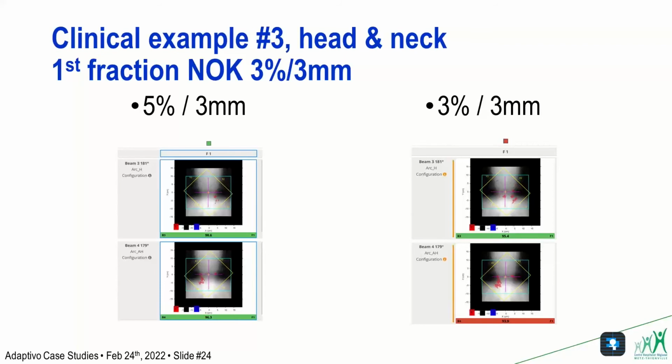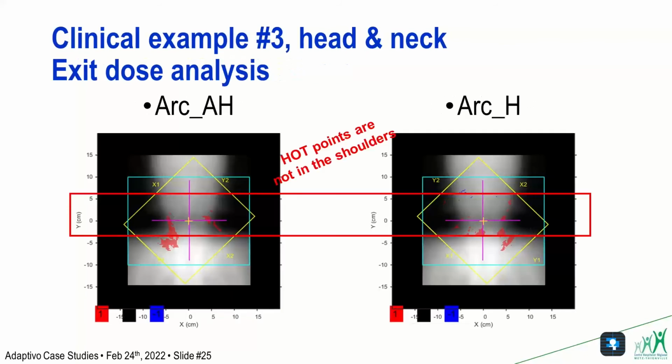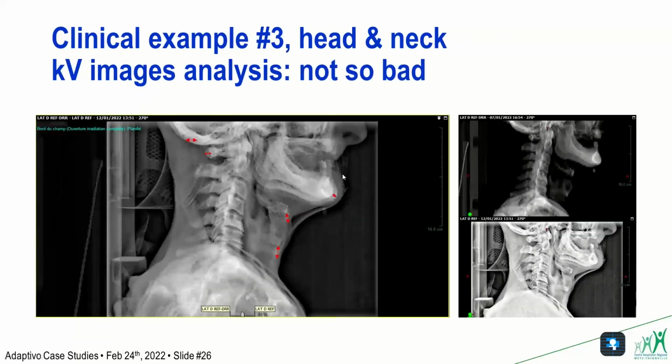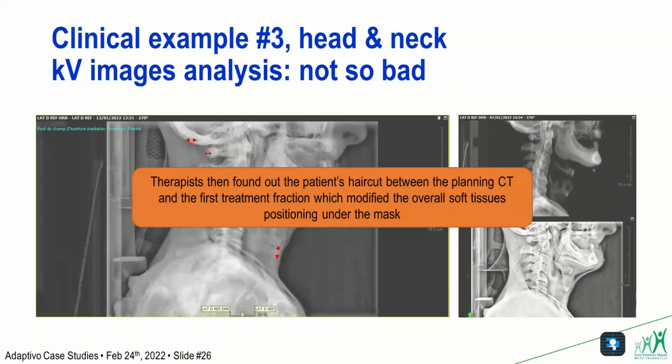So it was okay with 5%, but actually not okay with our criteria, 3%, 3 millimeters. And when we had a look at the gamma hot and cold map, we saw that the hot points were not really behind the shoulders. This is the bone comparison with the kV images. So it's not that good, but not that bad. So we had a discussion with the therapists to find out why it was not good.